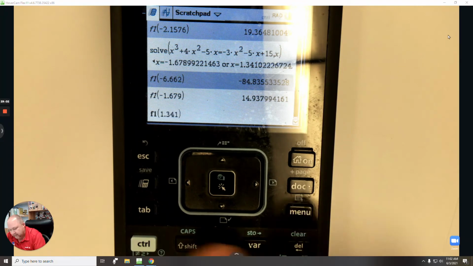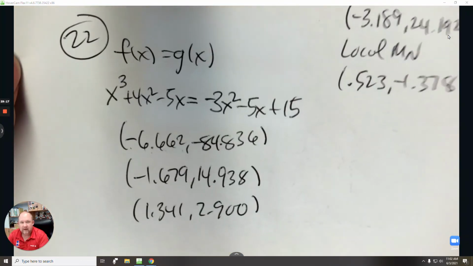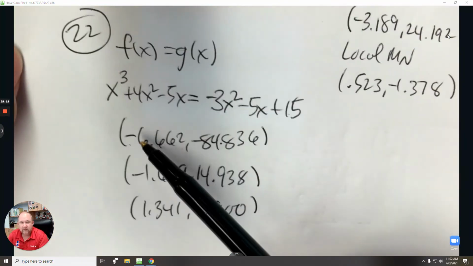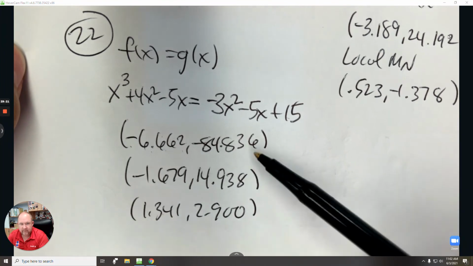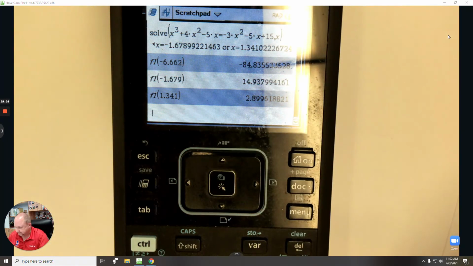And then the last one, f1 of 1.341. Now you find both the x and the y coordinates, 2.899, or actually you could put it as 2.99900. That's fine. So this is what it would look like. Knowing how to use your calculator, we solved this equation, found the x values, and then found the y values by substituting back in just like that.